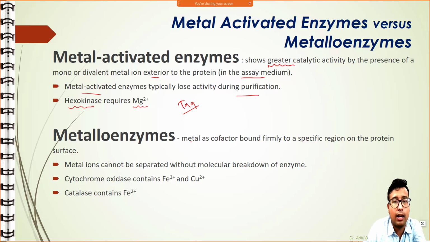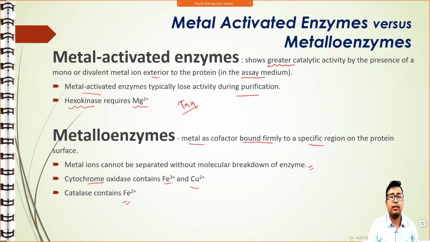Metalloenzymes have a metal as a cofactor bound firmly to a specific region. In this case, the metal is actually the prosthetic group, right? For example, cytochrome oxidase contains iron and copper. In this case, metal ions cannot be separated without molecular breakdown of the enzyme, right? The enzyme structure will be broken.